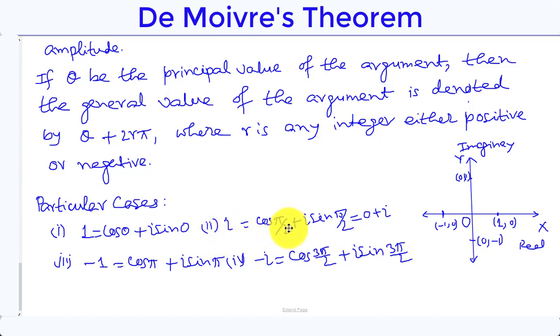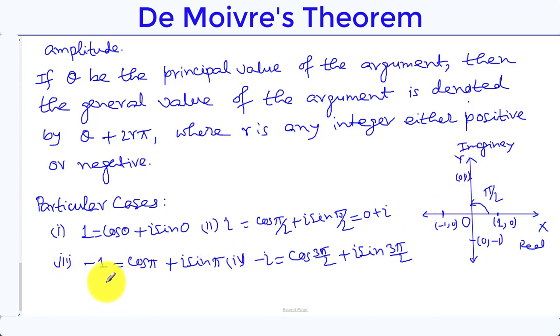i is equal to cos π/2 + i sin π/2. Here this angle is π/2. So i is cos π/2 + i sin π/2, which is equal to 0 + i. This can be written as (0, 1) along the imaginary axis.